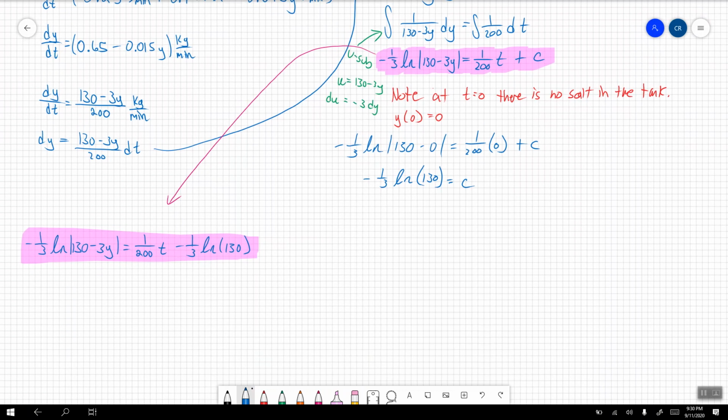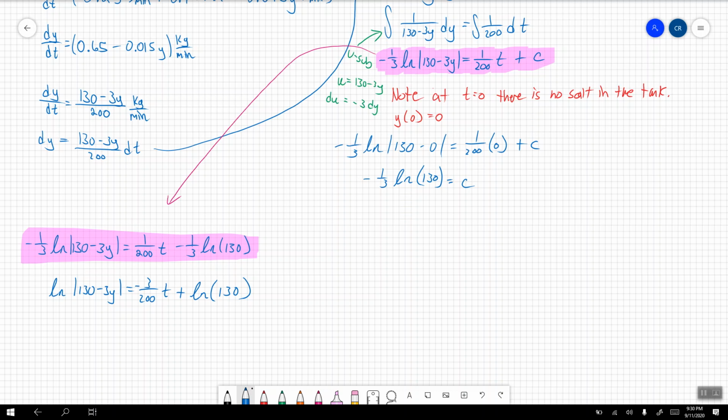I'm going to multiply by negative 3 onto both sides. Multiplying by negative 3 onto both sides now will get me 3 divided by 200t, and since we're multiplying by negative, make all these negatives, there we go. So it's going to be plus natural log of 130. It's looking pretty good so far. I like this. All right, let's keep going.